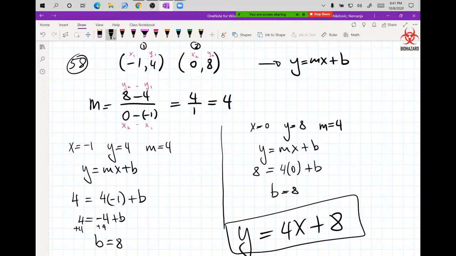So I did two separate ways, using point number 1, using point number 2. They both gave us the same b, and they both started with the same m equals 4. So it is the same line, and obviously you have to get the same answer because these 2 points are supposed to be on the line, which means they satisfy the line. If you plug those values into the equation, you're going to get a true mathematical statement. So they have to both work. And now you have the equation of the line.